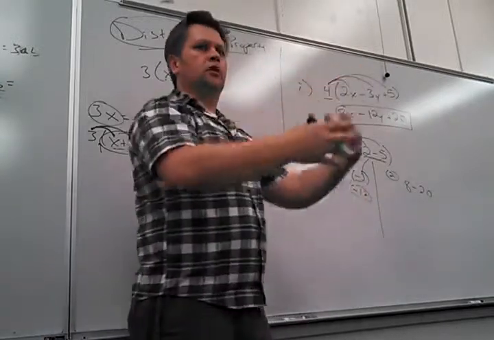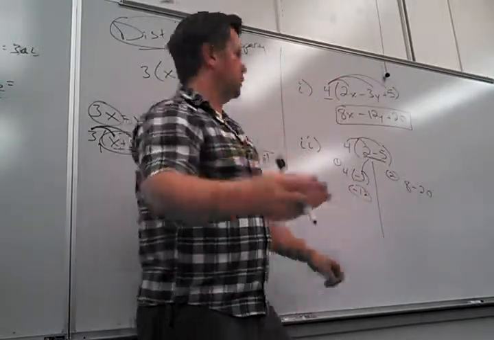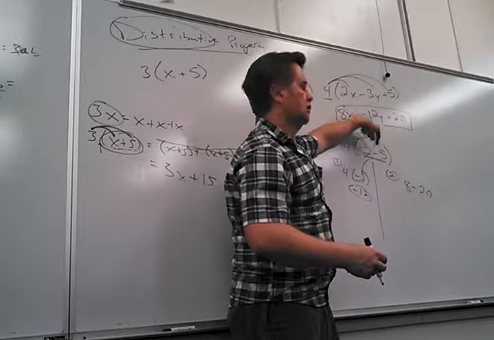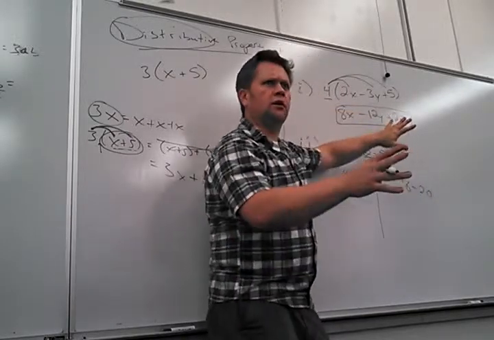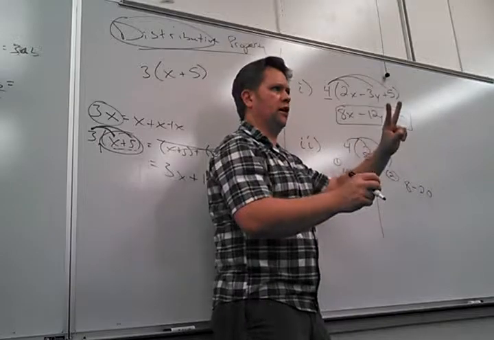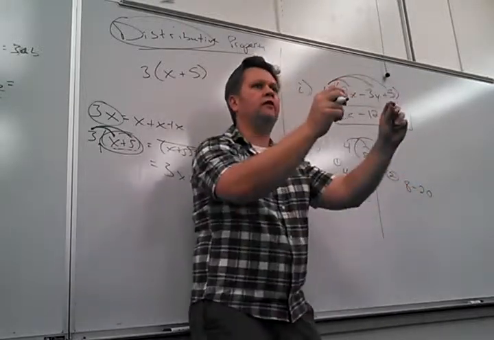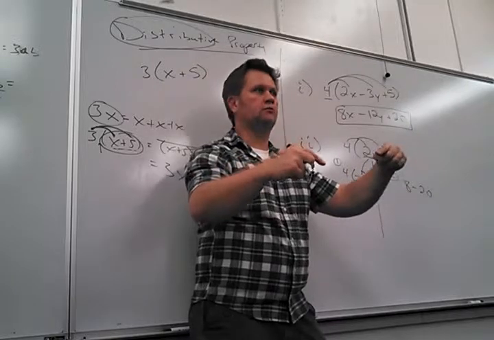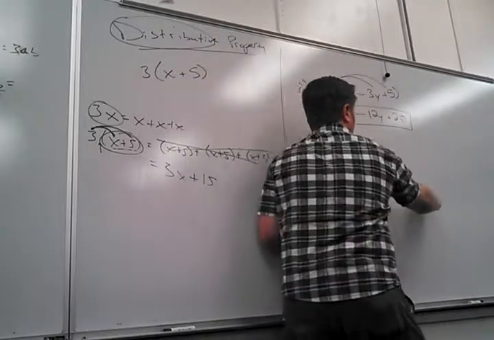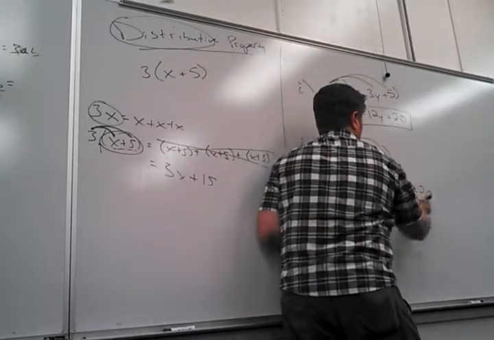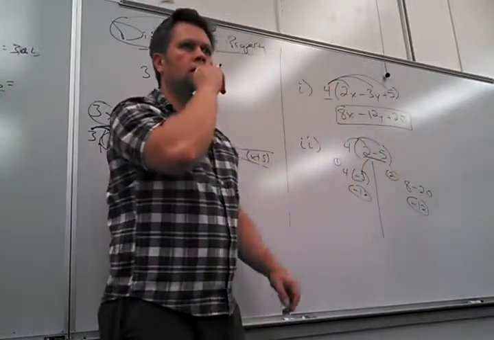Now let me start over. Let me do this problem a different way. If I do the distributive property. You guys with me on what I'm doing here? I'm doing the same problem twice. Right. These have nothing to do with each other, except they better have the same answer, right? And what's 8 minus 20? Negative 12. Negative 12. Sweet.